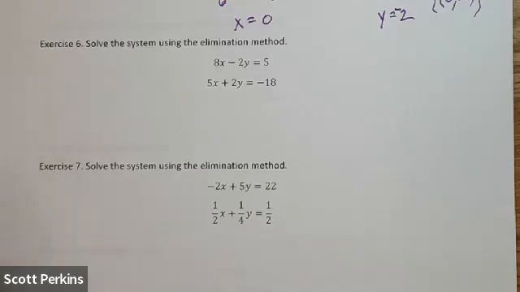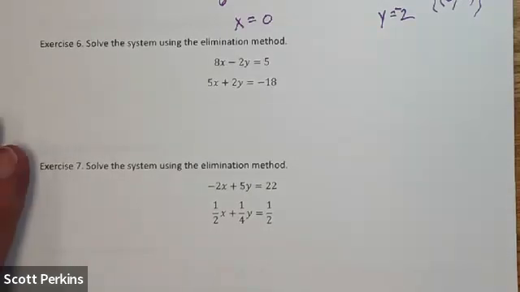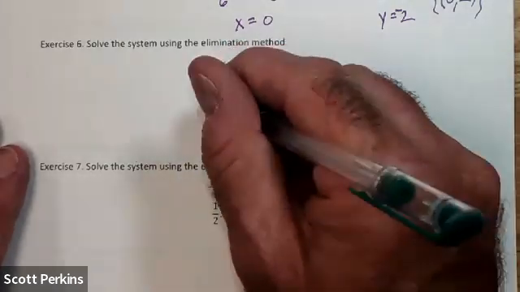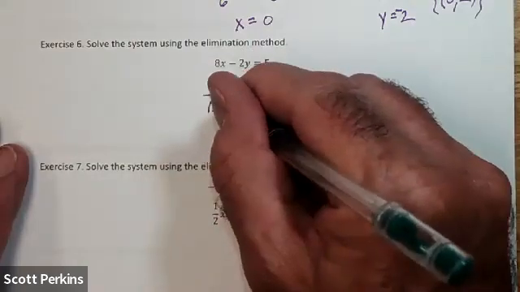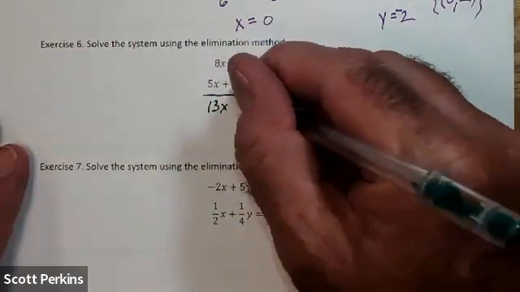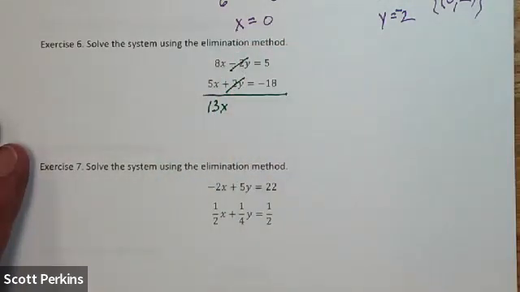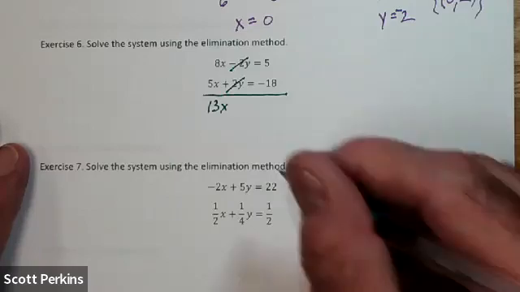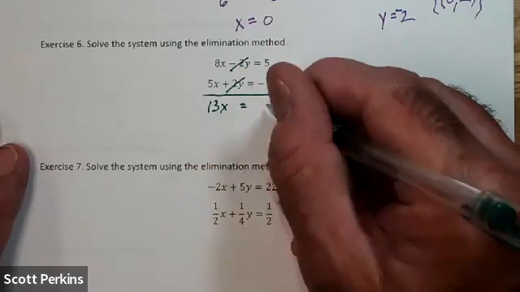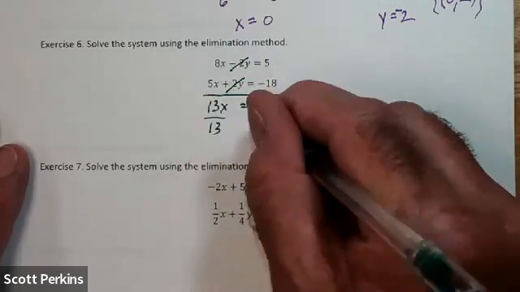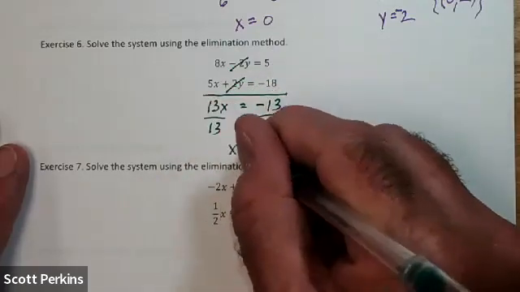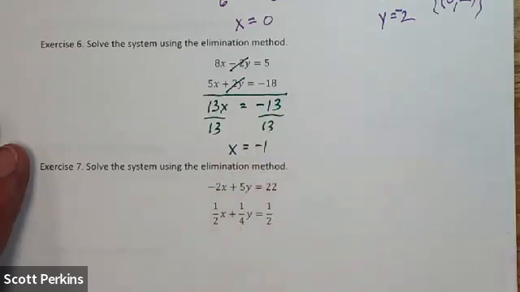All right, so let's see how you did. I'm just going to add these two equations together straight away. So here goes. I've got 8x plus 5x, that is 13x. The -2y plus 2y is eliminated. That's the whole purpose of the elimination step. 5 minus 18 is -13. And when I divide both sides of that by 13, I get my x value is -1.